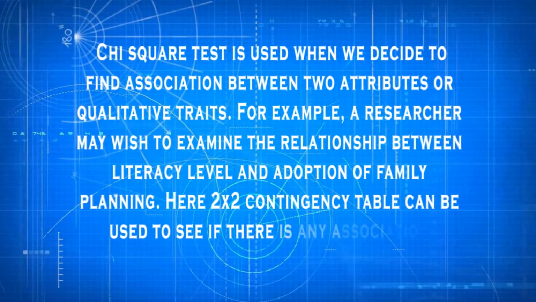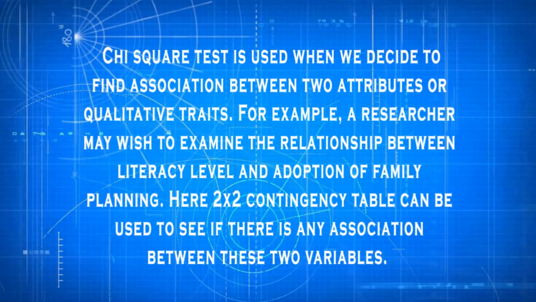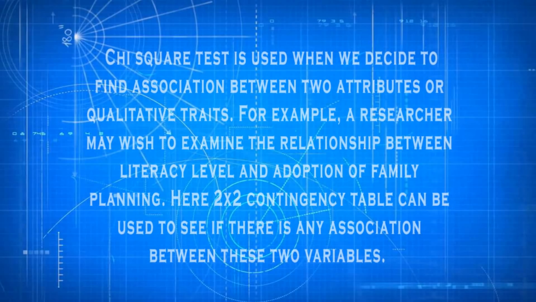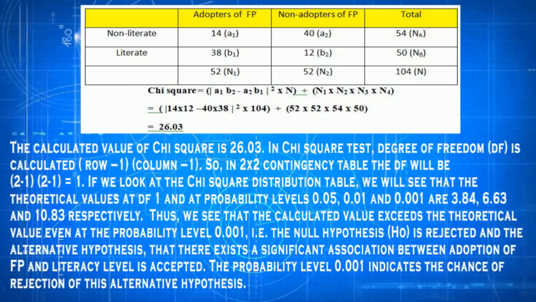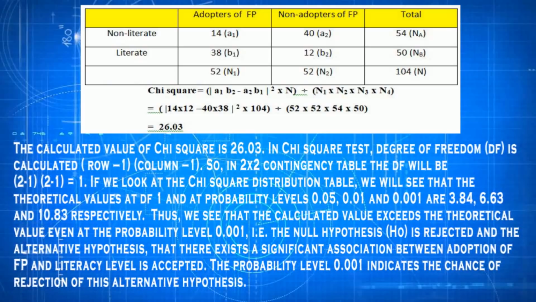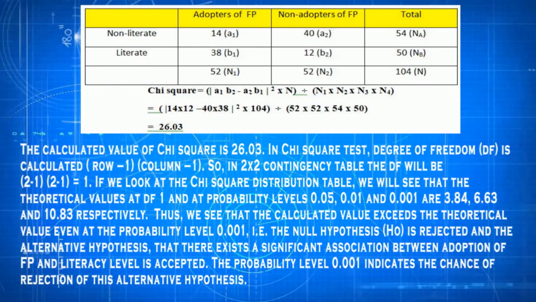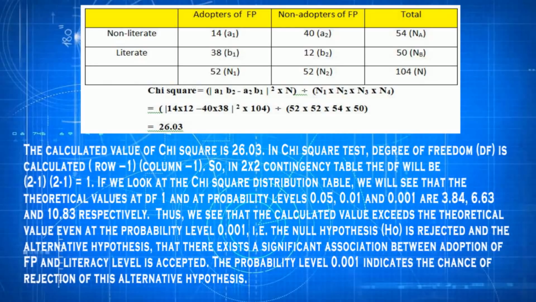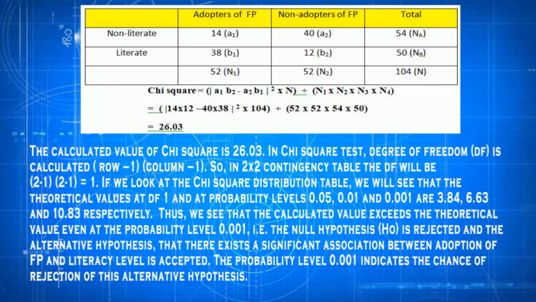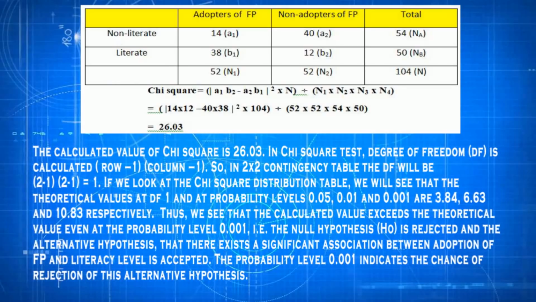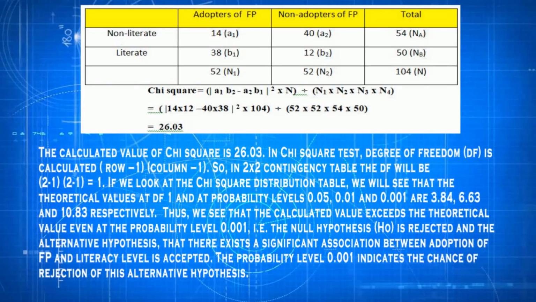So, here we apply chi-square statistics because both the variables are attributes, or we can say the scales of both the variables are nominal. Here in this case the chi-square value is 26.03. Now, what to do? You check this particular chi-square value 26.03 with the chi-square distribution table, and if you find that your calculated value is exceeding the theoretical value presented in the table, then you can say that there is a likelihood of association between adoption of family planning and educational status or literacy level.